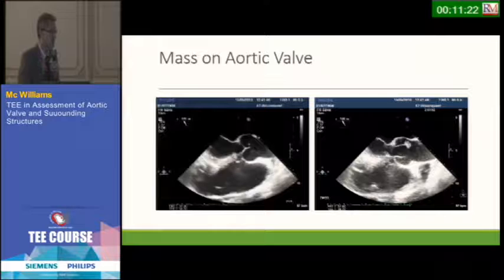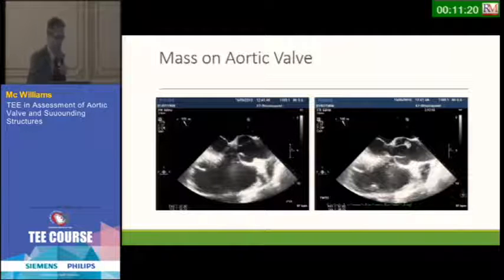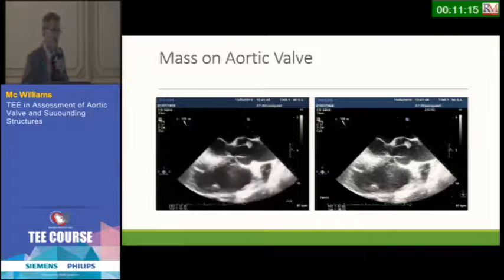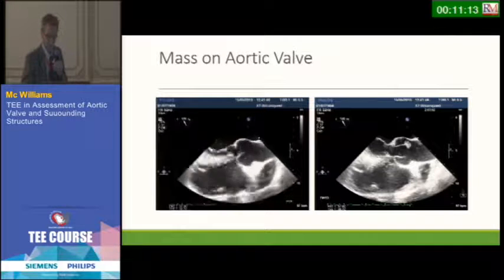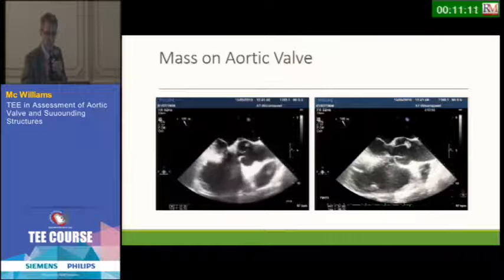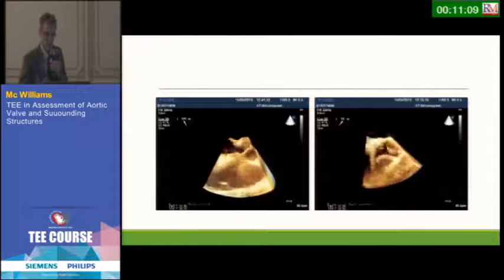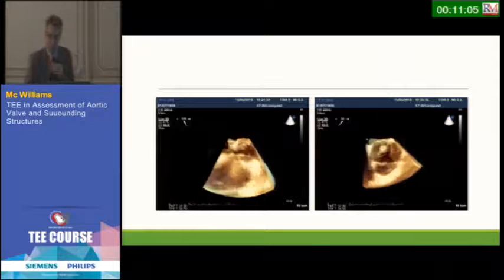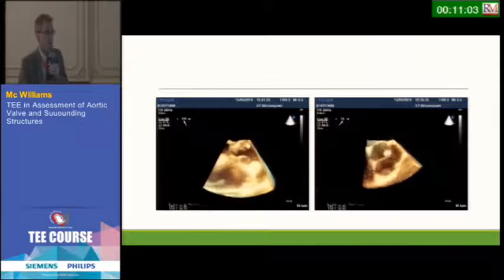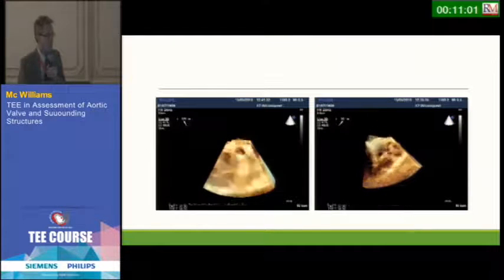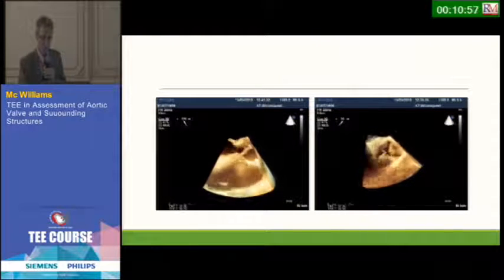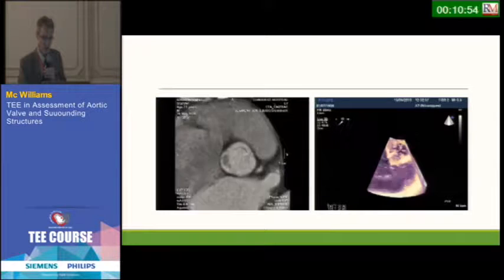This is another patient with a mass on the aortic valve. What do you think this is? Fibroelastoma. You can see, it's a fibroelastoma. These are often described as sea anemone-like, frond-like, and they grow on valves. They tend to embolize. That's the main concern, and this one seems to be on the non-coronary cusp.